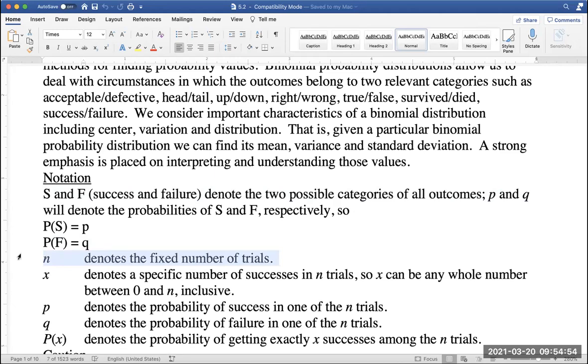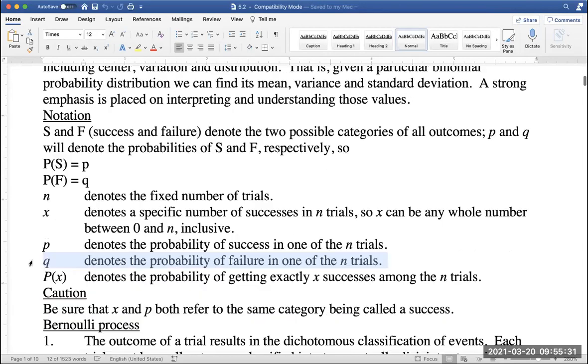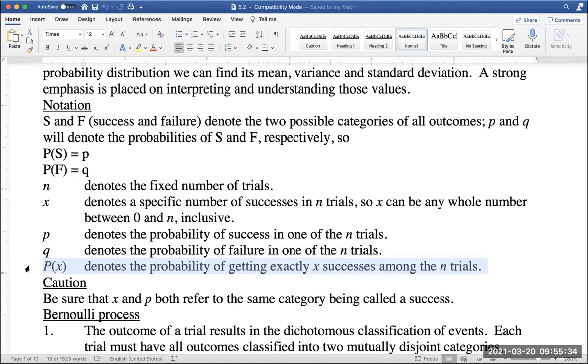Let N denote the fixed number of trials. Let X denote the specific number of successes in N trials. So it'll be 0, 1, 2, 3, all the way out to N. It could be any of the values 0, 1, 2, 3, all the way out to N. Let P denote the probability of success in one of these N trials. Let Q denote the probability of failure in any one of these N trials. Let P of X denote the probability of getting exactly X successes amongst these N trials.